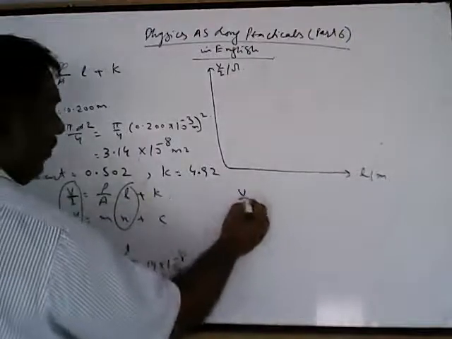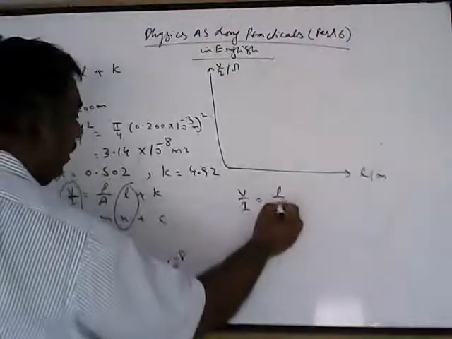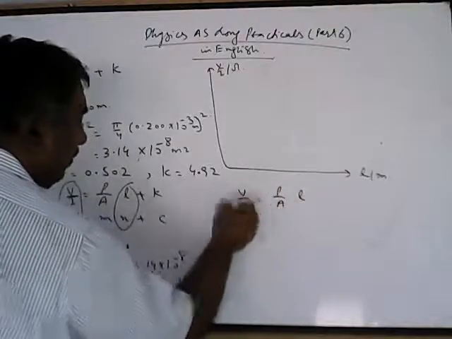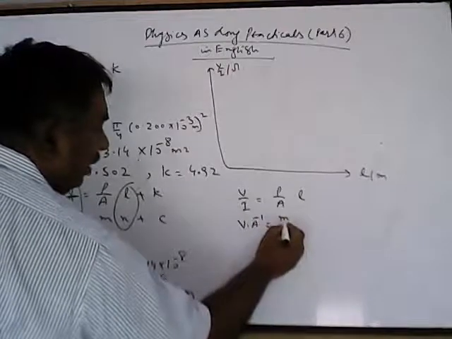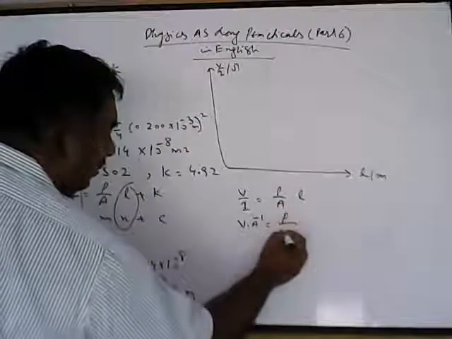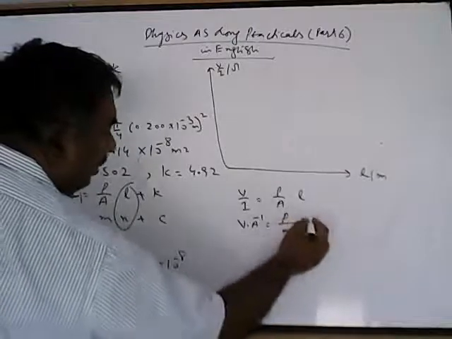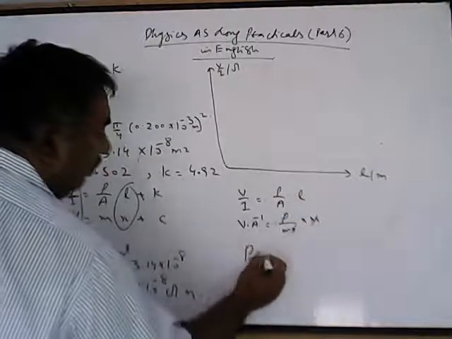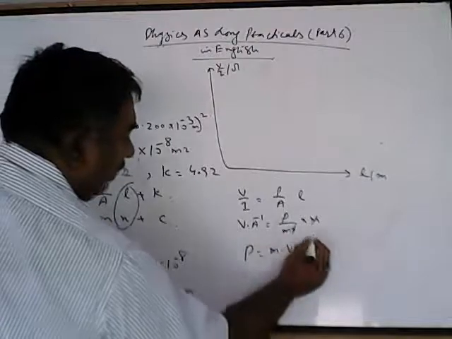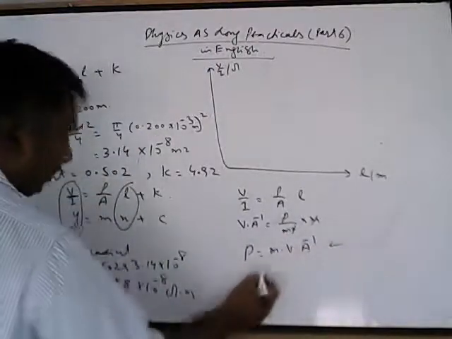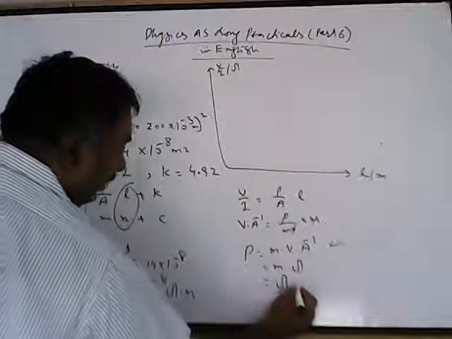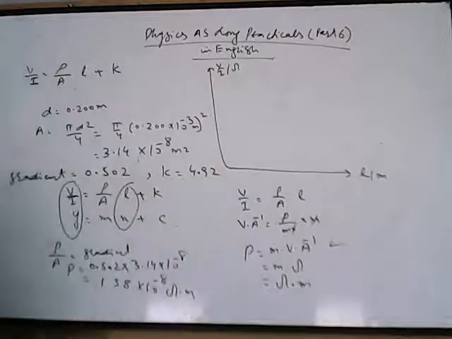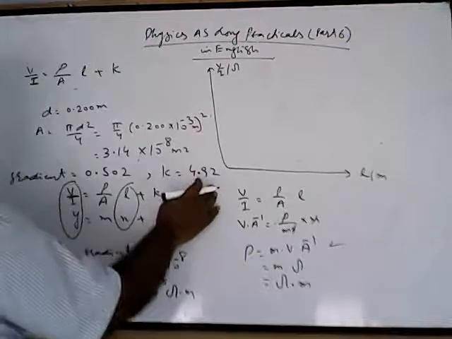For example, you can write V upon I is equal to rho upon A into L. Now this V upon I is always volt per ampere. This is meter, this is the unit of rho, and this is meter square, and L is in meter, so this cancels out. So rho will be meter into volt per ampere. This is also correct, but you know volt per ampere is ohm, so I can write meter into ohm or ohm into meter. It's up to you. So you can calculate it this way from the gradient.